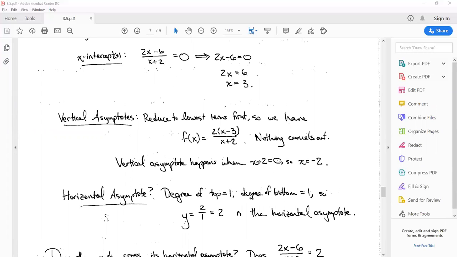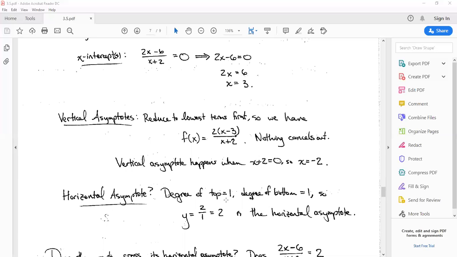The degree of the bottom is also 1 because we have x to the 1 plus 2. So our horizontal asymptote should be the ratio of the leading coefficients. Those are 2 on the top and 1 on the bottom. So we get y equals 2 is the horizontal asymptote. So as x goes to infinity, the y values will get closer to 2. And as x goes to minus infinity, the y values will also get closer to 2.